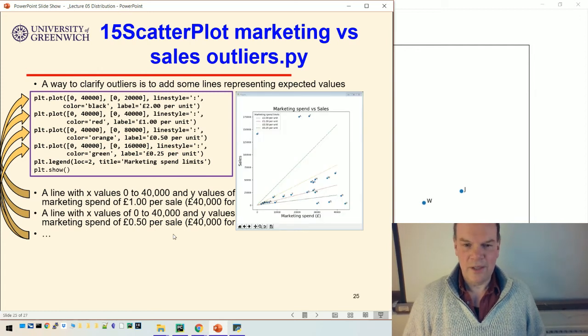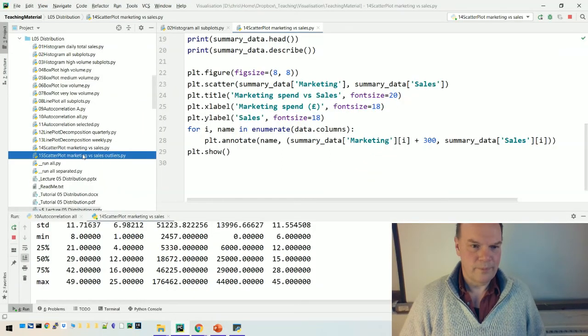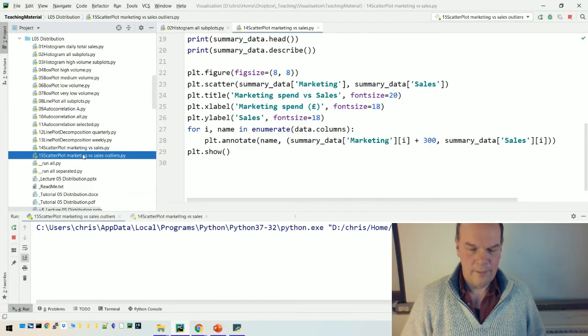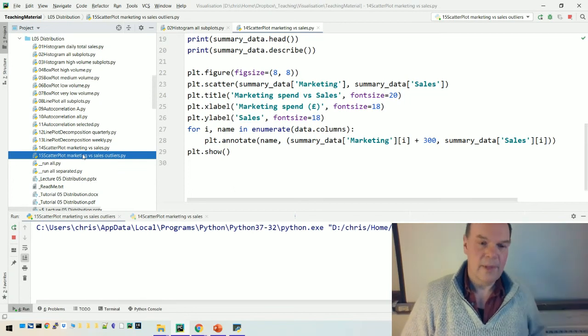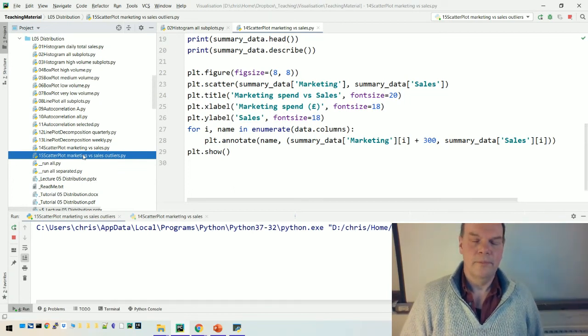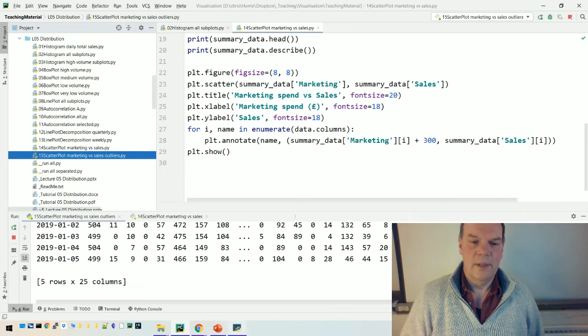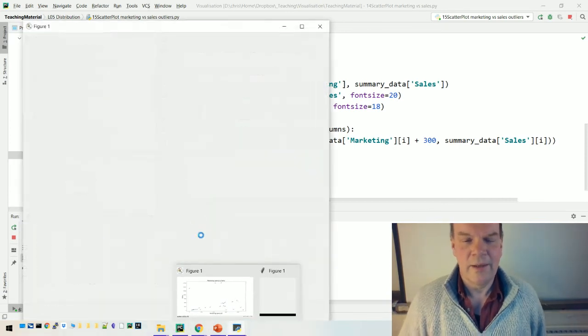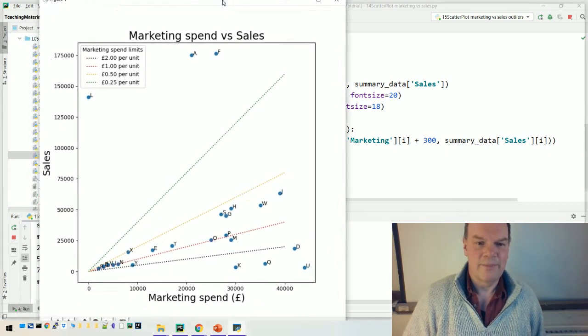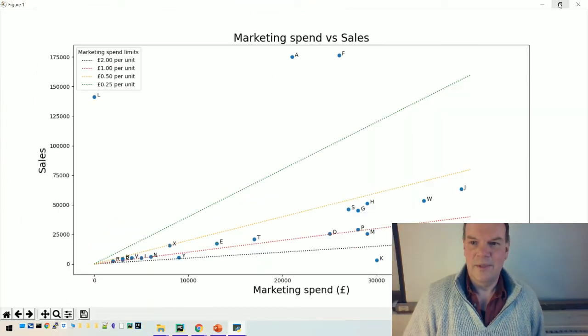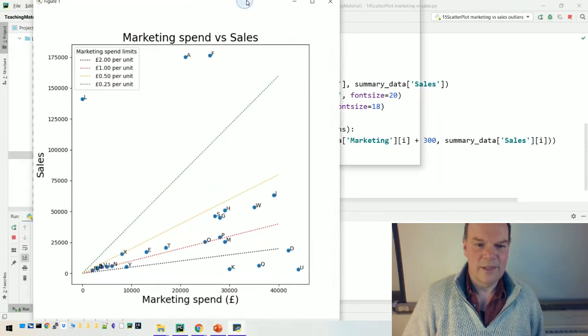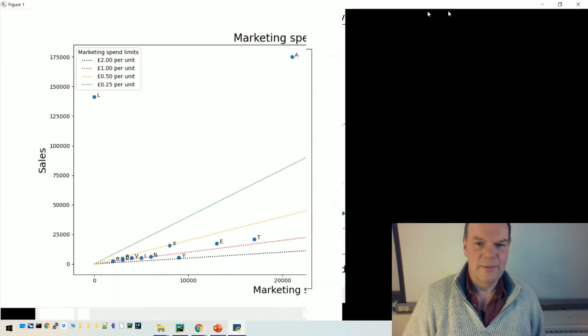So when I draw that chart, let's run that for real. The lines are then able to identify for me where certain values lie. Oops, I don't think I want it full size. Quite like it square.